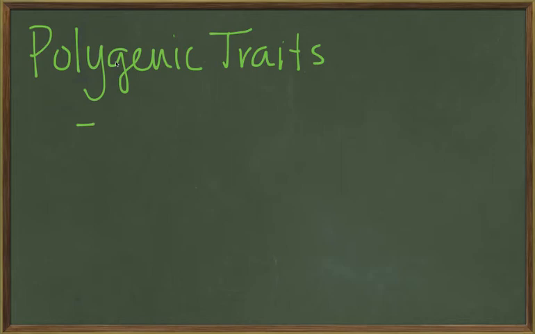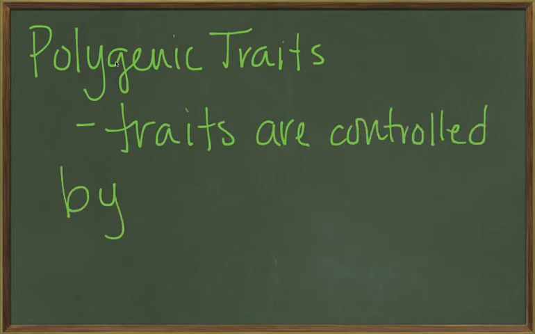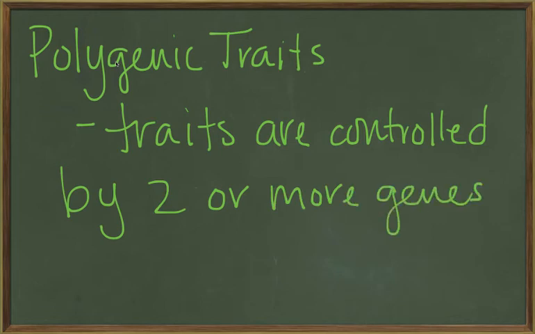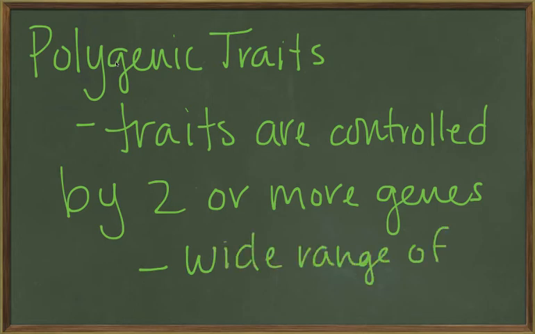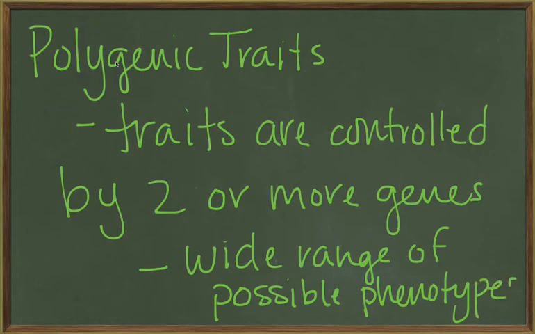But polygenic traits, if you just decipher the name, many genes, traits. This is when traits are controlled by two or more genes. When you're talking about polygenic traits, you have a wide range of possible phenotypes. So going back to the very beginning of my lecture, you could probably already tell me two different traits, two different phenotypes that would factor into this.